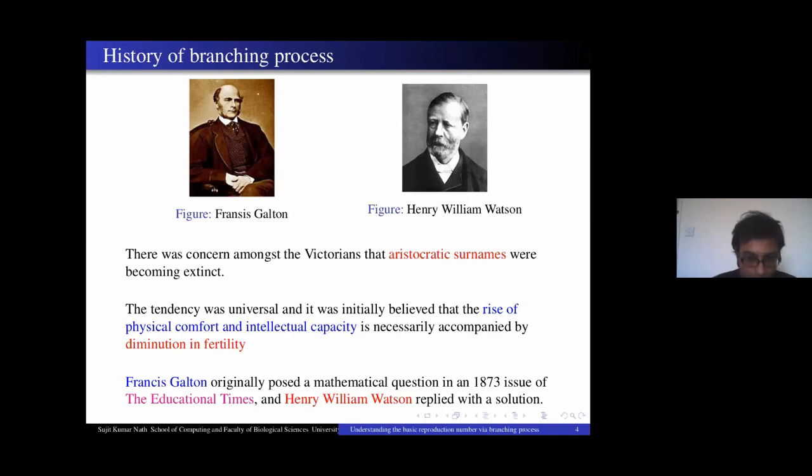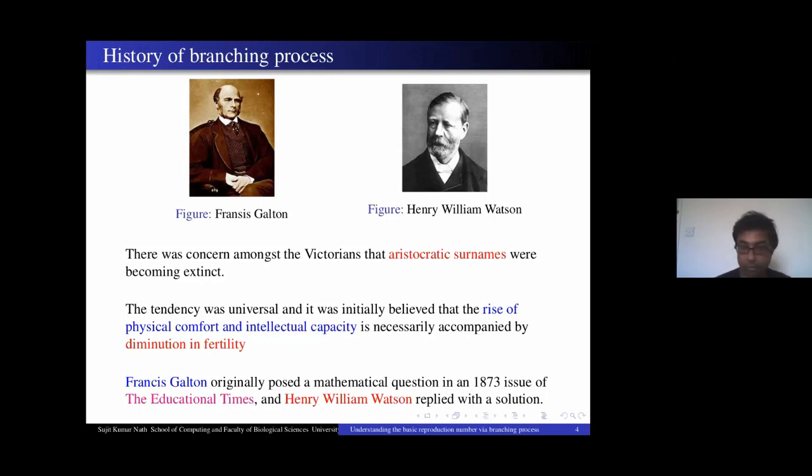But in the year 1873, Sir Francis Galton observed that this phenomenon of surnames dying out in society is a general phenomenon, and it is happening not only to aristocratic families. It is happening to lower class or working class families as well. They used to divide their society into classes, but Galton first observed that it is happening to everyone.